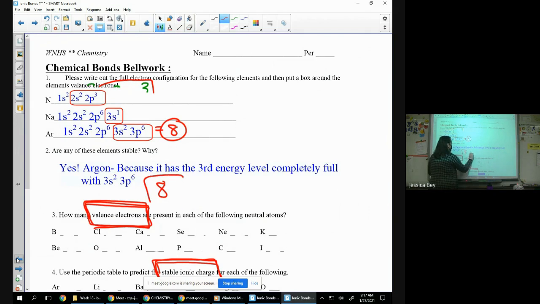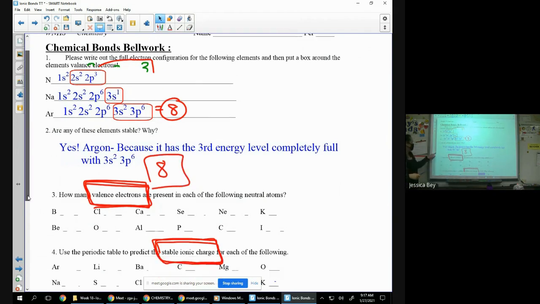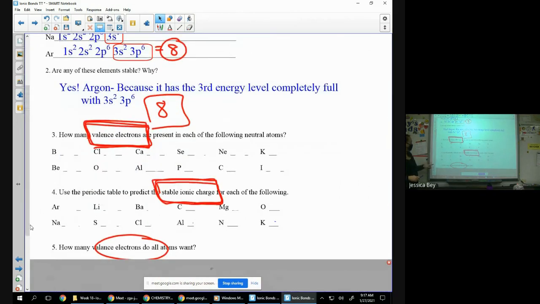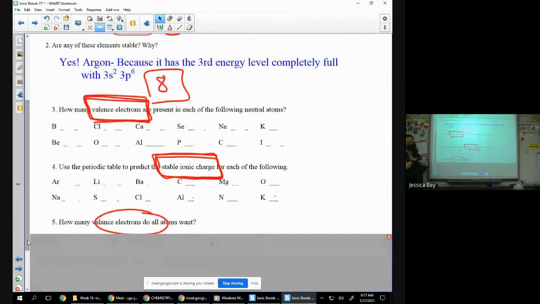Awesome. So now I want you to focus on 3 and 4 and 5, which we kind of just answered number 5. And then we will see you back here so we can do the notes in a second. Can you do the rest, 3 and 4 and 5?